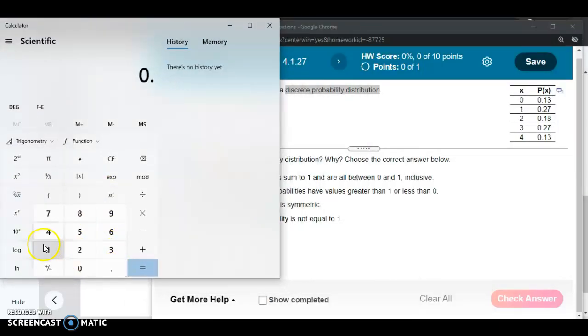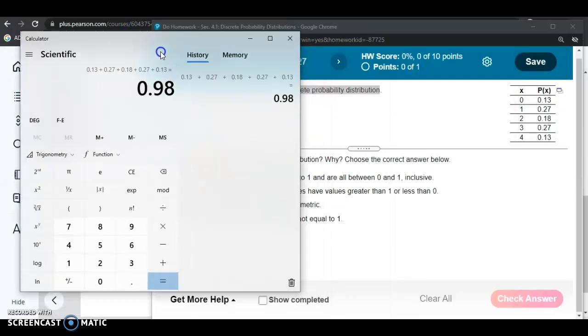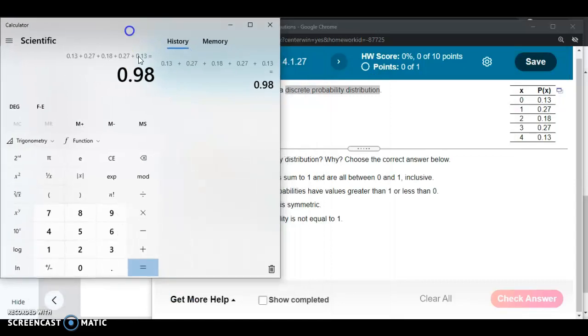Okay, so 0.13 plus 0.27 plus 0.18 plus 0.27 plus 0.13. We can see that it adds up to 0.98. So if we did this correctly, you can verify that with the calculation here. We are getting the correct total, which in this case is 0.98.